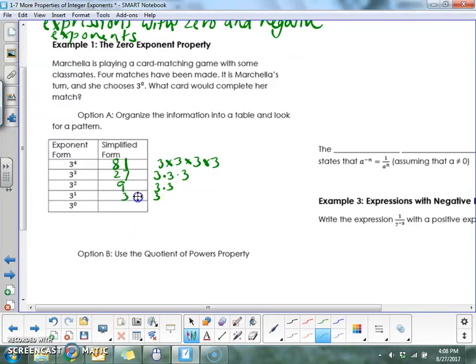As we look at the relationship here, what you should notice is that we're getting one less 3. Essentially we're dividing out one of our 3's. 81 divided by 3 is 27. 27 divided by 3 is 9. 9 divided by 3 is 3. If I continue that pattern of dividing by 3 with my 3 to the 1st power, 3 divided by 3 is simply 1. This 1 is the answer for any integer raised to the 0 power.